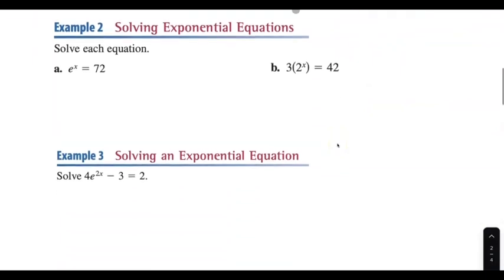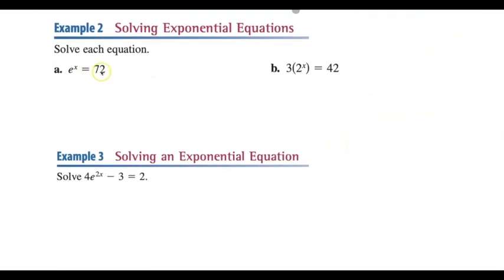Let's do some examples. e^x equals 72. So we're going to take the natural log of both sides, like that. These cancel out. x equals natural log of 72.